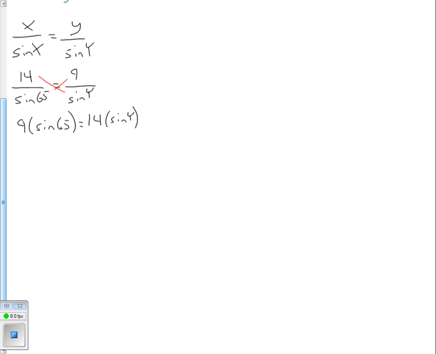So I want to get sine y all by itself, and in order to do that, right now sine y is being multiplied by 14, so the opposite operation is actually to divide both sides by 14. So I'm going to divide both sides by 14.